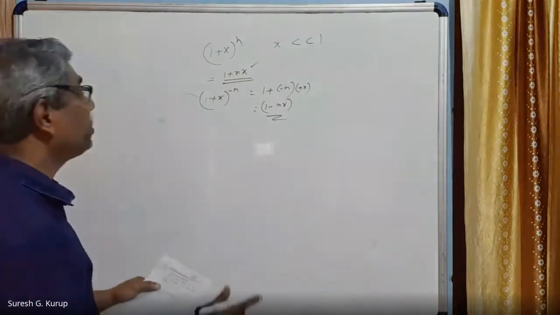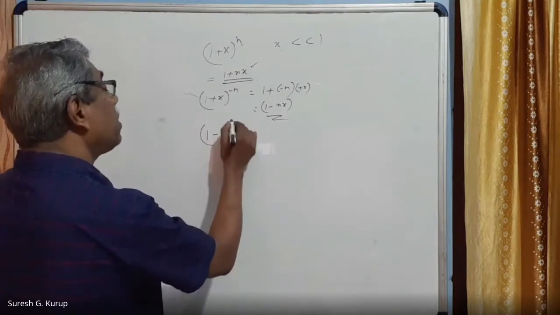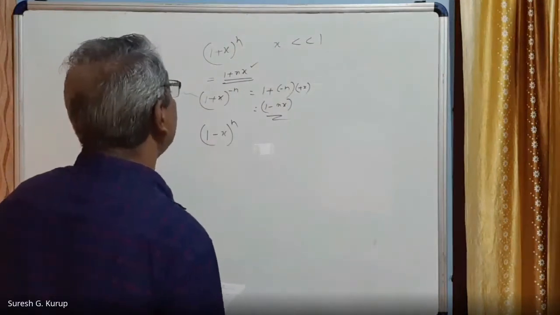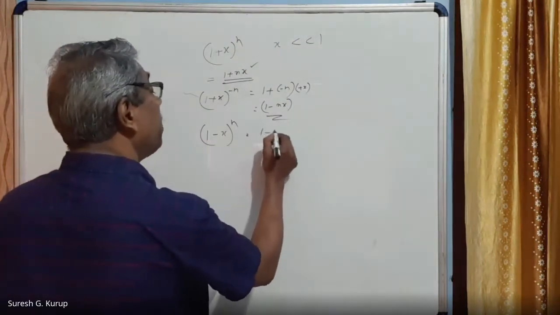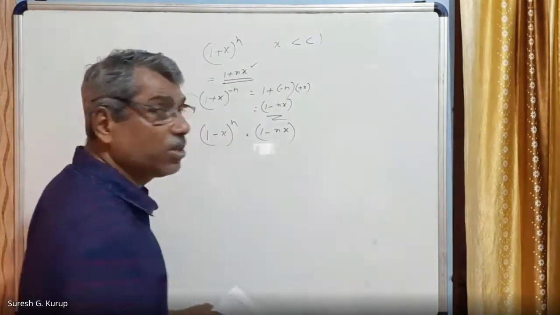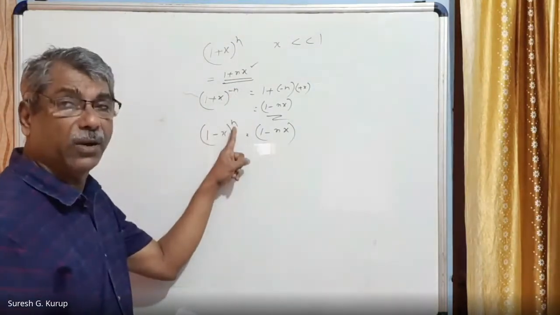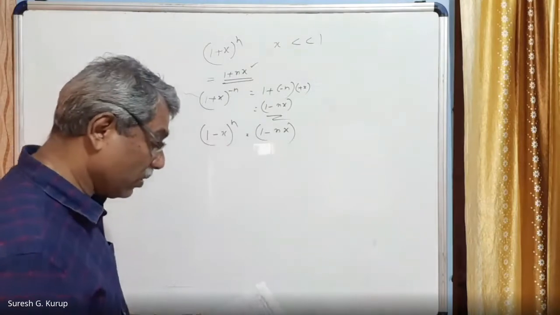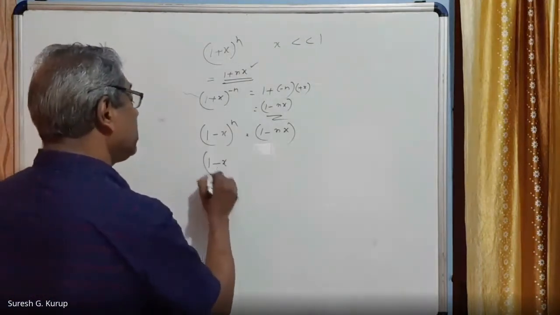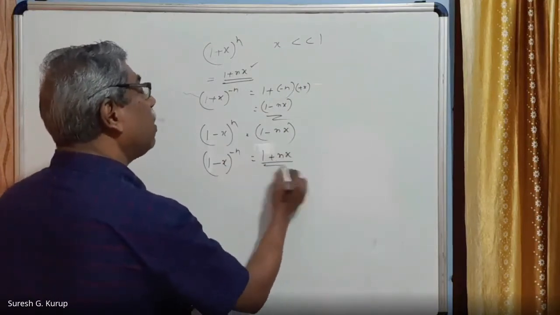In another situation, suppose this is 1 minus x the whole raised to n. This can be written as equal to 1 minus nx also. This is another situation. Okay. This is the situation. Another situation what we see is 1 minus x the whole raised to minus n is equal to 1 plus nx also we can write.